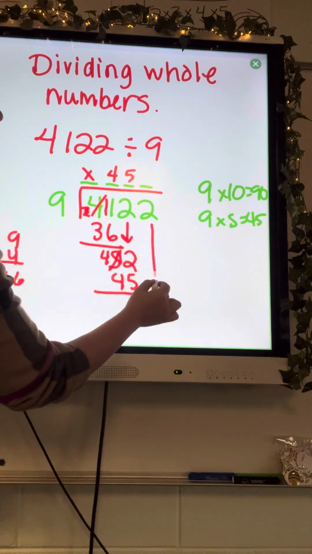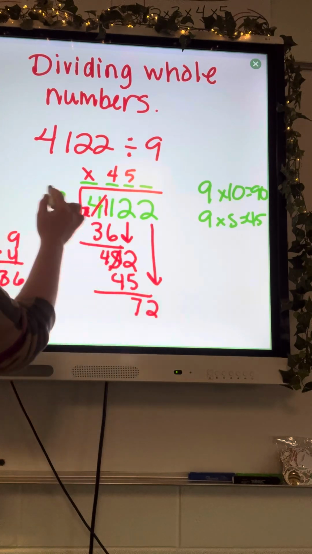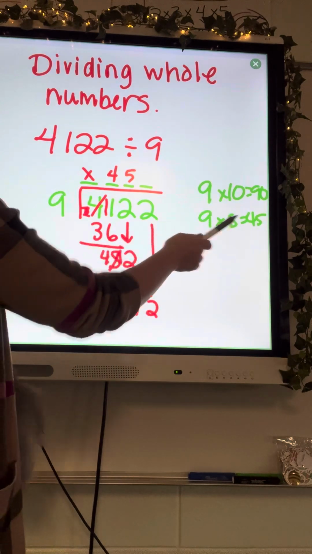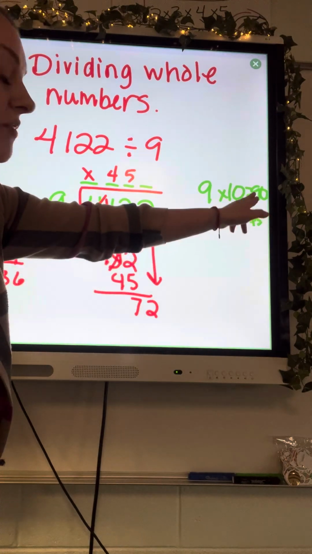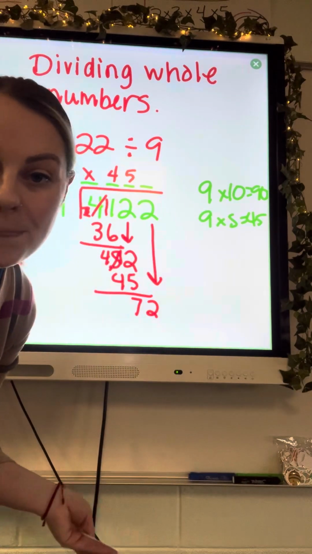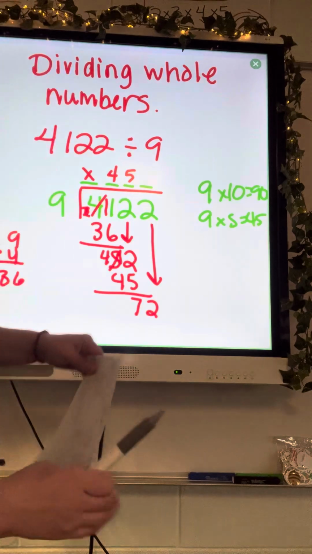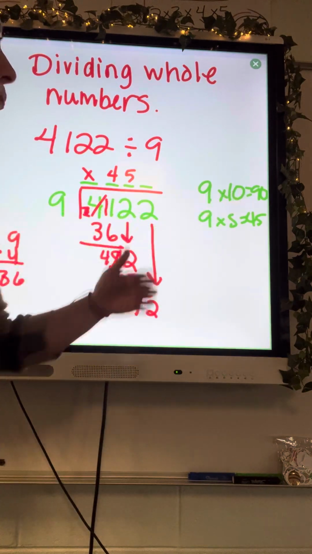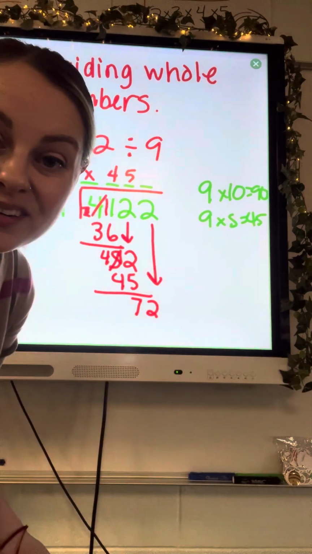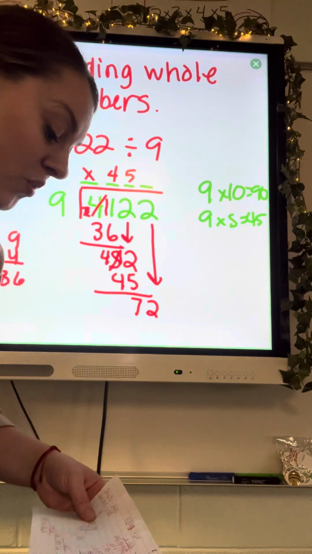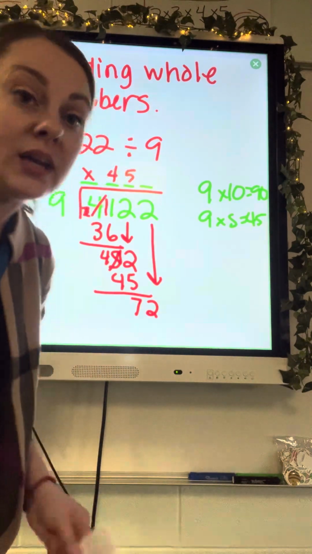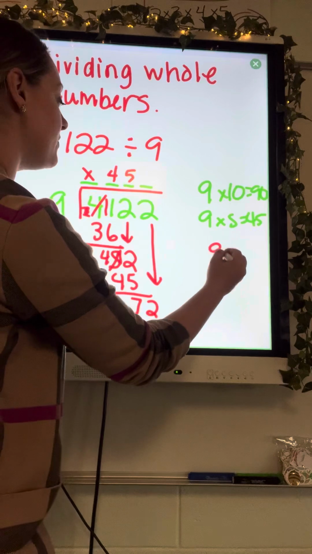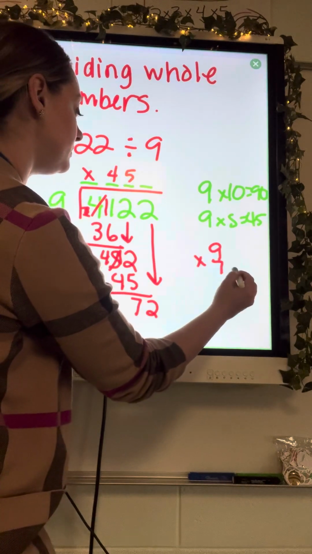Then I once again bring down. 9 fits into 72. Now look over here. Is 72 closer to 45 or 90? It's closer to 90. Do you think it's pretty far from 90? Kind of, right? So you're either going to be working with a 7 or an 8. I usually let my students guess. Pick one.